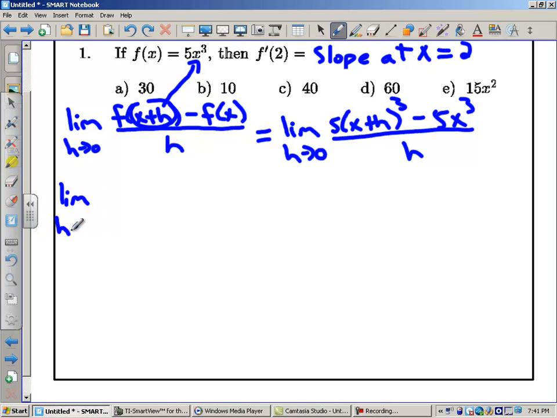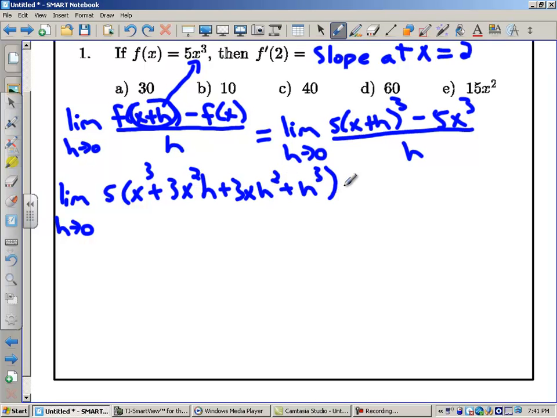So I've got the limit as h approaches 0 of 5 times, now x plus h cubed is x cubed plus 3x squared h plus 3x h squared plus h cubed. Whew. And then minus 5x cubed, and this is all over h.